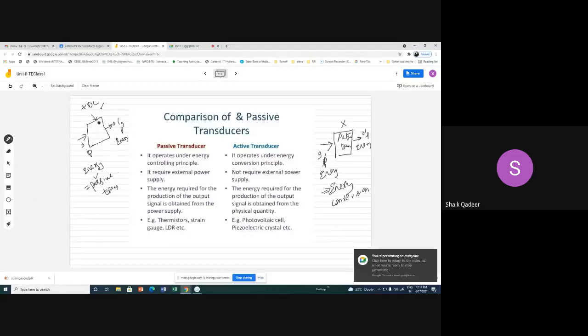Active transducer is one which uses a biasing supply to convert input energy into output energy. This type of transducer is called a passive transducer. Okay, so the principle it uses is the energy controlling principle. Hope it is clear to everybody.